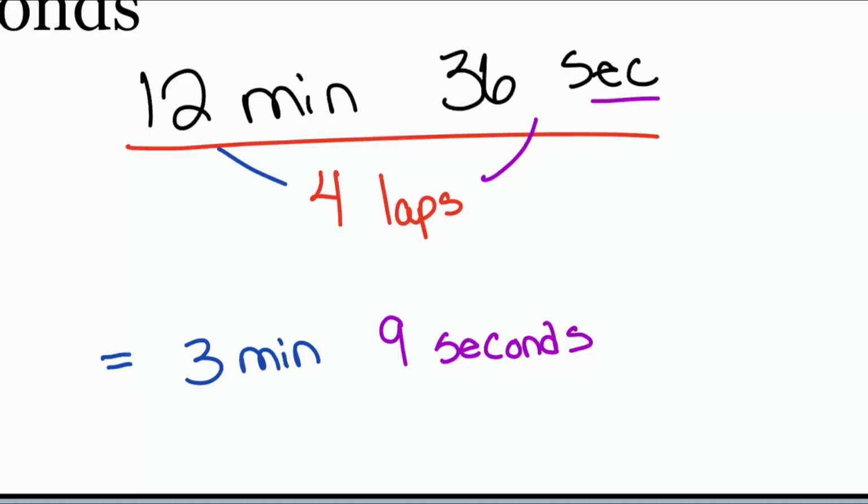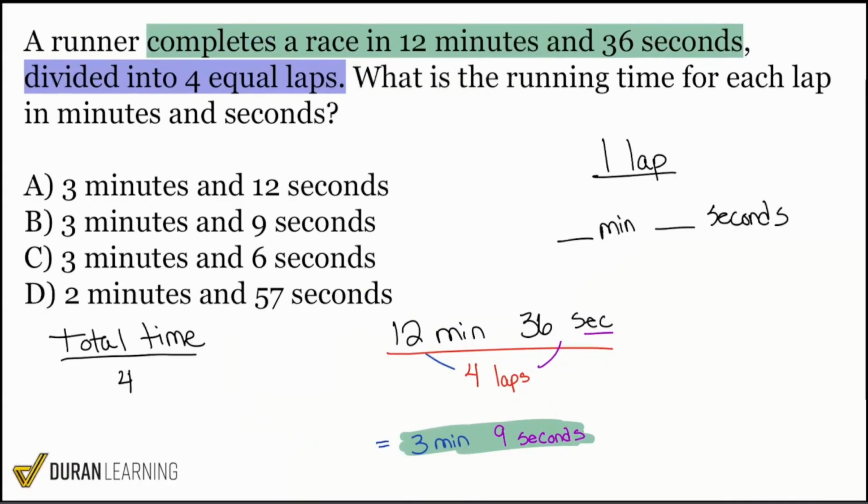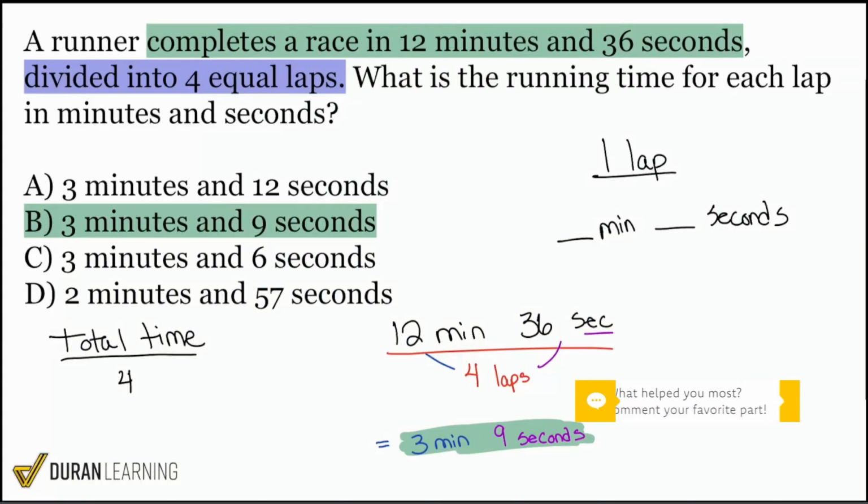There's our final answer, 3 minutes and 9 seconds, because 12 minutes and 36 seconds is divisible by 4. Both of those values are clearly divisible by 4, and that could have saved you a ton of time that you can use on the next question. So my party people, let me know, did you get got, or did you see that all the way through?